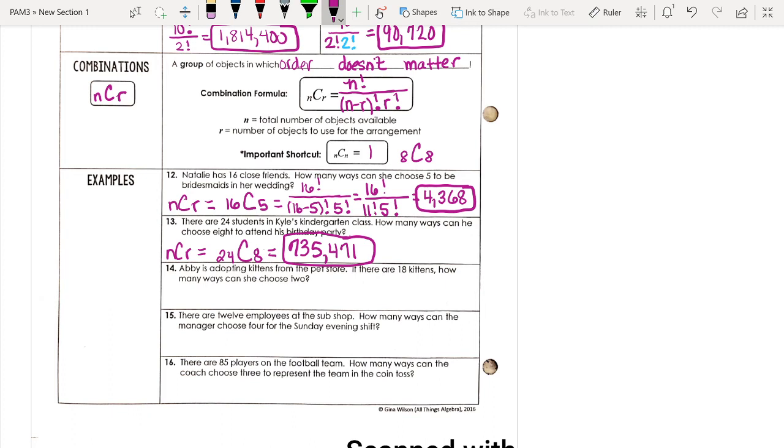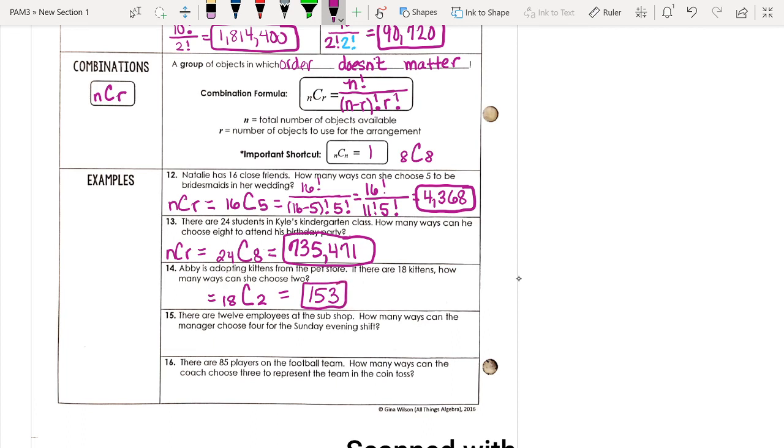Okay, so 14. Abby's adopting kittens from a pet store. There are 18 kittens, and how many ways can she choose 2? There are 18 total kittens. I get to bring 2 home. It doesn't matter the order I pick them. They're both coming home with me. So I want to know 18C2. Using my calculator, I put in 18, second, NCR, 2 equals, and there are 153 ways that I could choose 2 cats to come home.